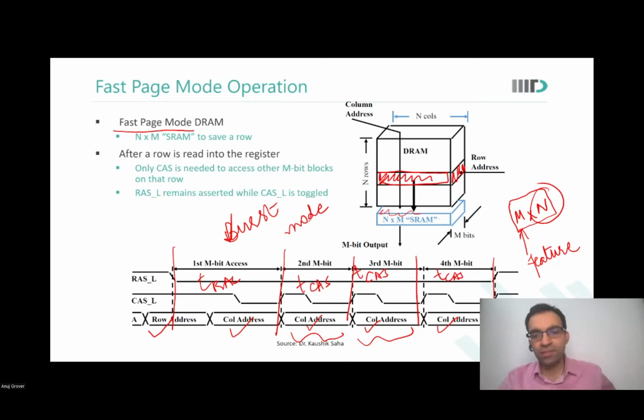Are you able to see this? Yes. But just to clarify one thing, as you have said in the previous lecture, the TCC is the time between two CAS. Yeah, so you call it TCC then. Okay, sir. Thank you.